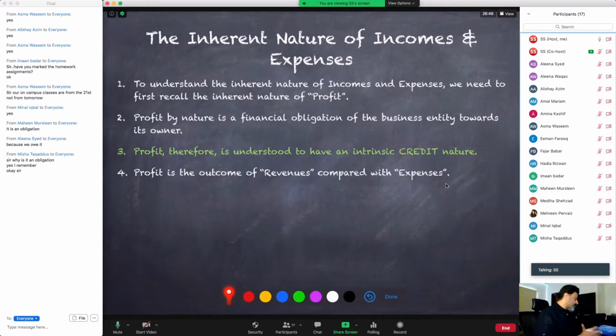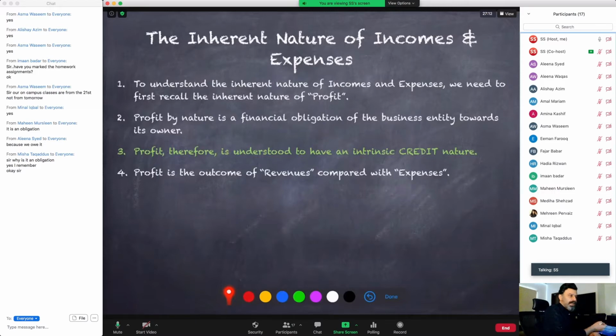Now remember profit from a previous slide as well. The profit is the outcome of incomes or revenues compared with your expenses. If your incomes exceed your expenses, you will have your profit. And if your incomes are less than the expenses, that means you will have a negative profit. We call it a loss, right?